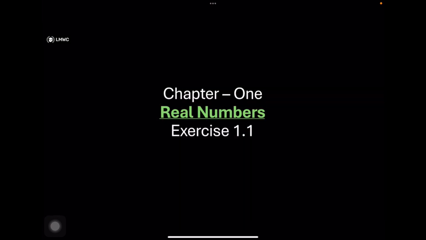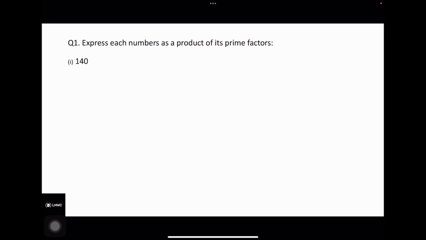Hello everyone. So today we are going to do the exercises question of chapter number 1. So in real number we have two exercises. So first let us do the exercise 1.1. So the first question we have: express each numbers as a product of its prime factors.